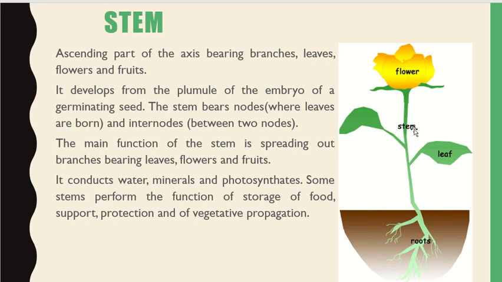And the main function of the stem is spreading out branches, bearing leaves, flowers, and fruits. The main function of stem is to conduct water, minerals, and photosynthates. And some stems perform the function of storage of food, support, protection, and also vegetative propagation.